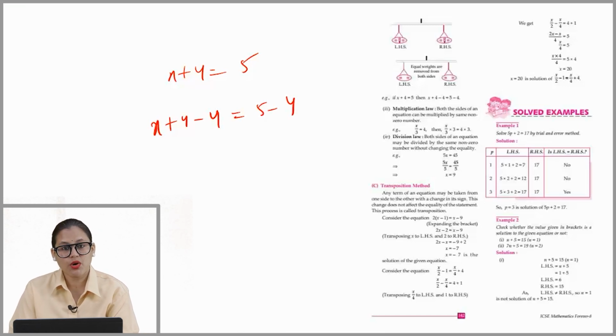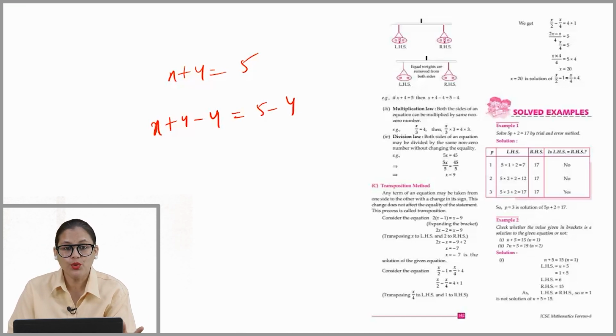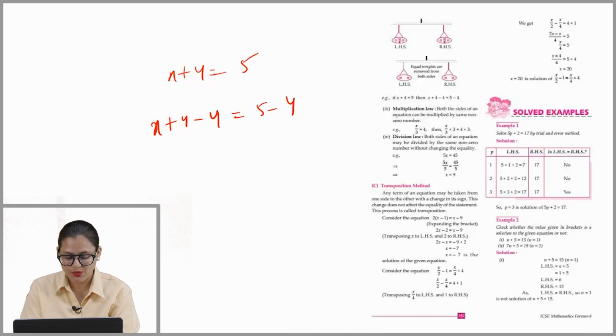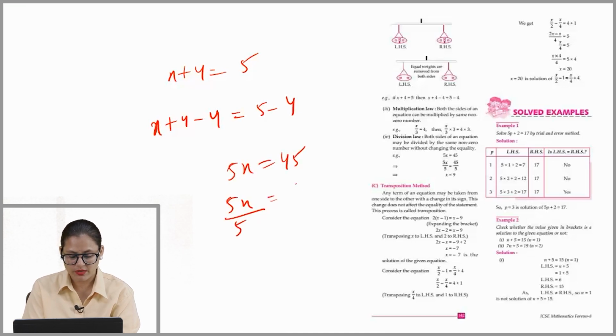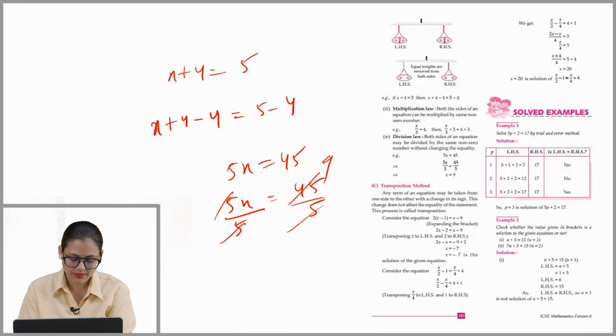Number 3 is multiplication law. Both sides of an equation can be multiplied by the same non-zero number. For example, x by 3 is equal to 4. Then we can also write x by 3 into 3 is equal to 4 into 3. And 4 is division law. Both sides of an equation may be divided by the same non-zero number without changing the equality. For example, 5x is equal to 45. So we can divide both sides by 5. Now here we will get the answer, x is equal to 9.